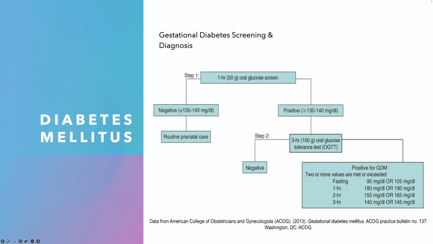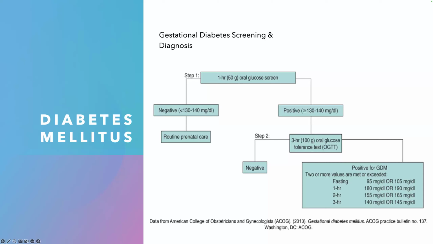So if somebody screens positive, they then go to that diagnostic testing. That diagnostic testing is a 3-hour test. For the 3-hour test, they need to be NPO from midnight. So this is typically done in the morning, because we do not want a pregnant person going NPO all day. Most places may not even want them to have water. So what they'll do is they'll come in, they'll have a blood draw of a fasting blood glucose level. Then they'll be given the same drink, but now it's 100 grams of glucose.